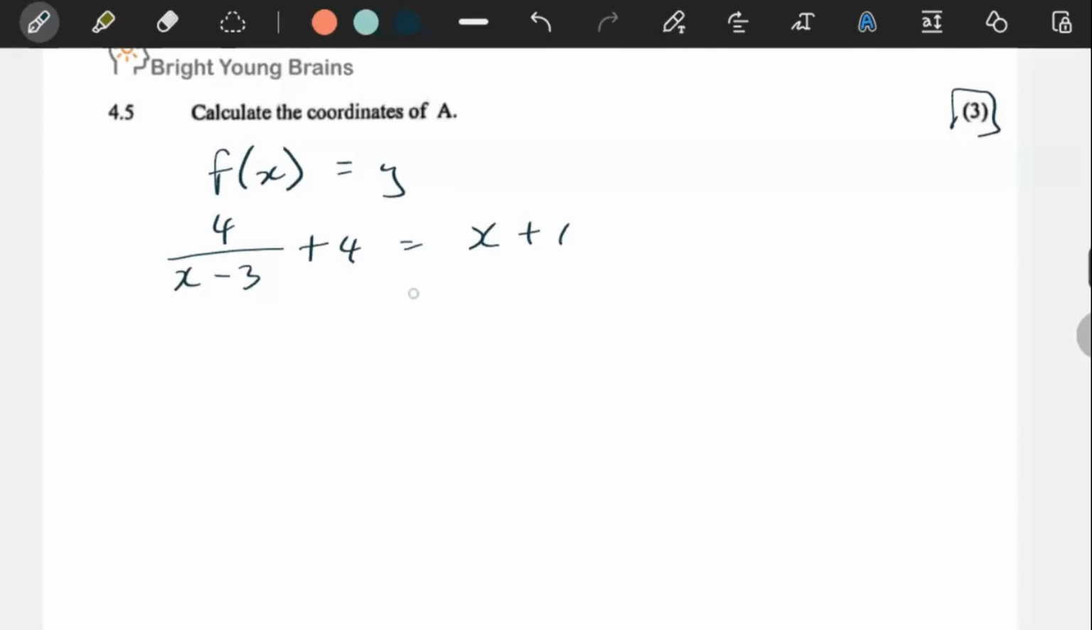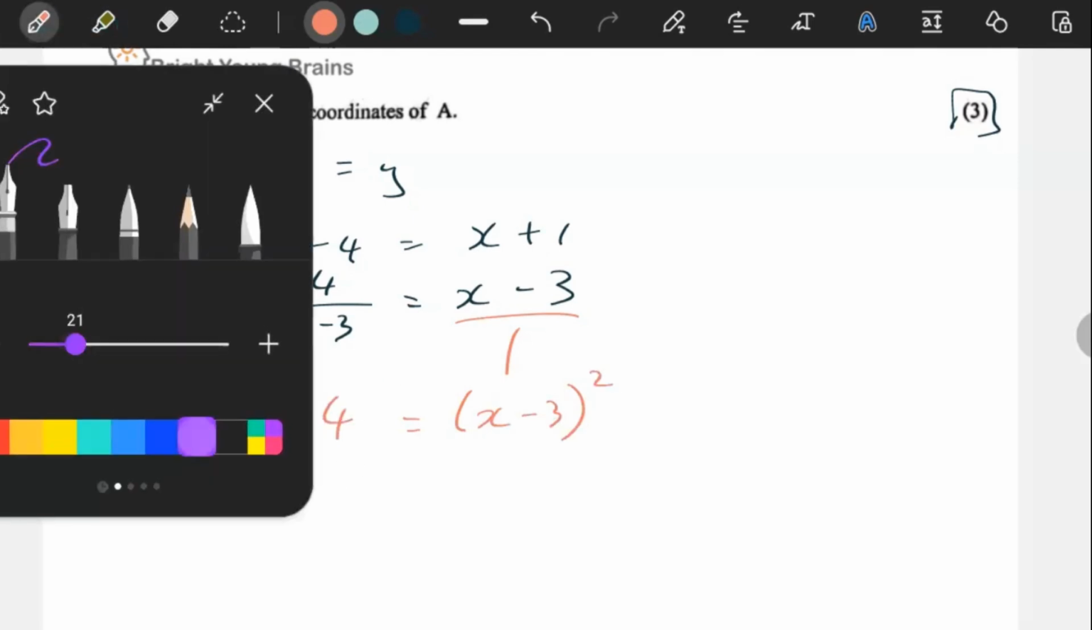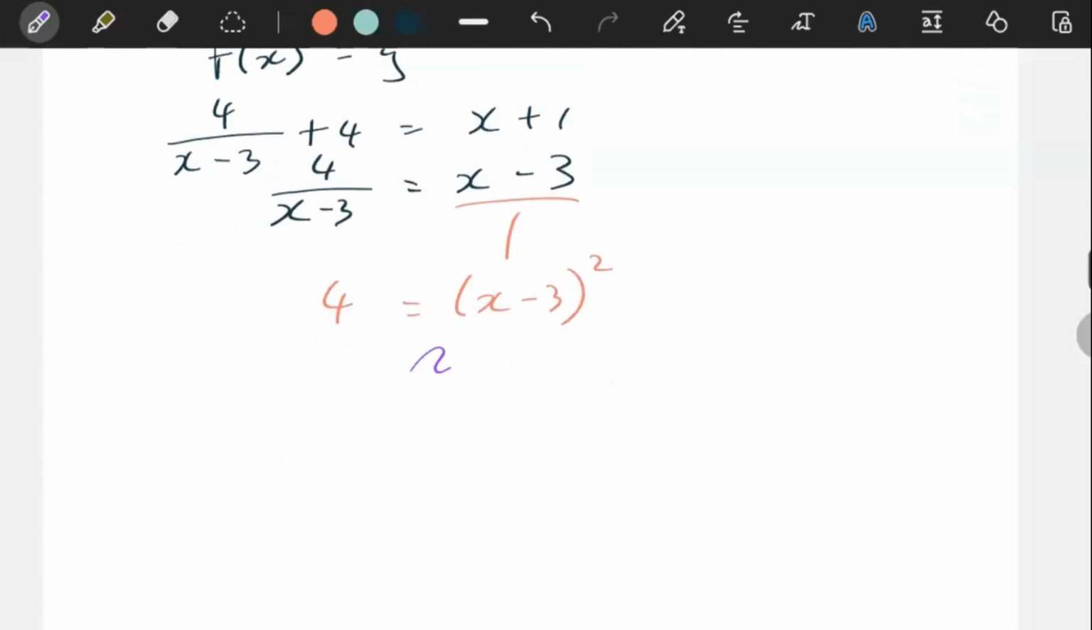Working out x first, let's take the 4 to the other side. You're going to have x minus 3. The reason I did that is so that we can have a fraction. Then we can cross multiply. This would be x minus 3 squared and then 4. So what you can do, which is maybe unconventional, but still fine, you can just square root both sides, right? Then here you can put plus or minus 2 is equal to x minus 3.